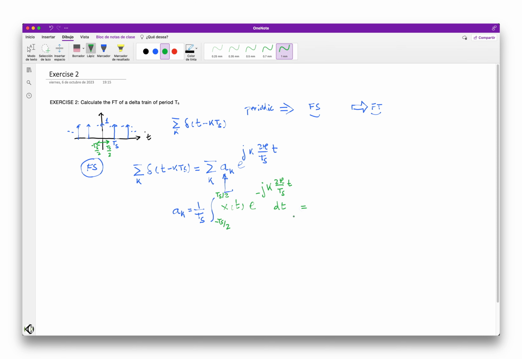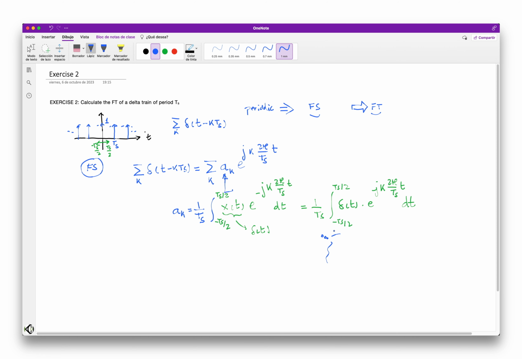Now we just put what x of t is in this interval. x of t in this interval is delta of t, so this will be 1 divided by t s, the integral from minus t s divided by 2 to plus t s divided by 2 of delta of t times e to the minus j k 2 pi divided by t s times t, differential of t.